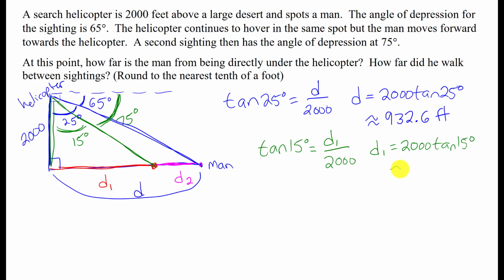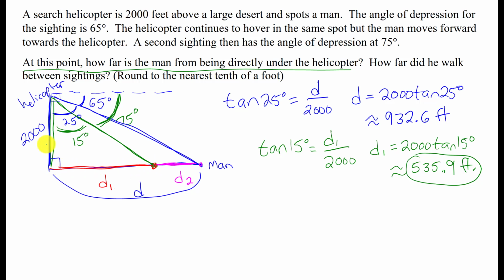And now I'm going to get an approximate for that with the calculator. So I'm still in degrees, and I put in 2000 tangent 15. And that is 535.9 to 1 decimal place. 535.9, did I say? Yep, 9 feet. Okay, so now I've actually answered the first question. At this point, how far is the man from being directly under the helicopter? And that's D1. So he's got 535.9 feet. If he kept going, he'd be directly under the helicopter.